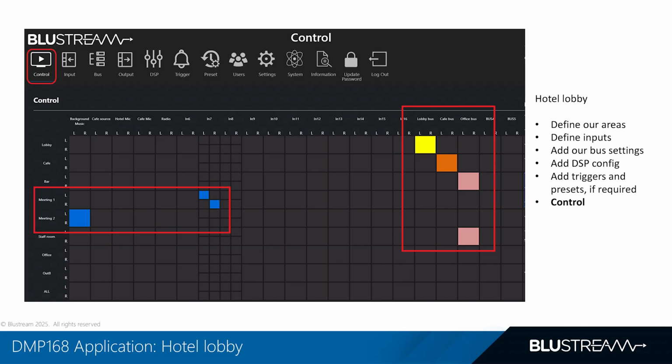So what's powerful here is how intuitive it is, right? Instead of dealing with complex menus, end users see plain labels, click what they need, and the routing happens instantly. The takeaway? The DMP168 keeps configuration fast for integrators and operation easy for everyday users, making a complex audio matrix feel simple and approachable.